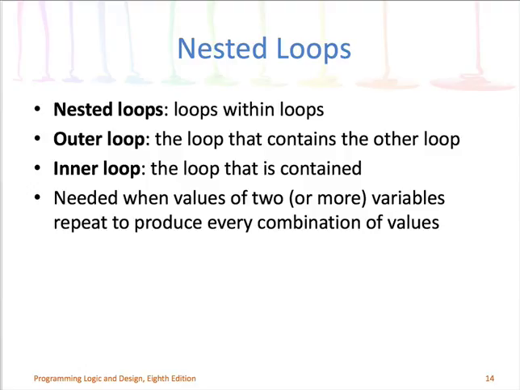Nested loops are putting loops within loops. You talk about inner loops and outer loops. The outer loop is the first one you encounter. It totally encompasses the inner loop or other inner loops. Again, here they're talking about nesting two loops, but you can nest as many as you need to solve the problem at hand.